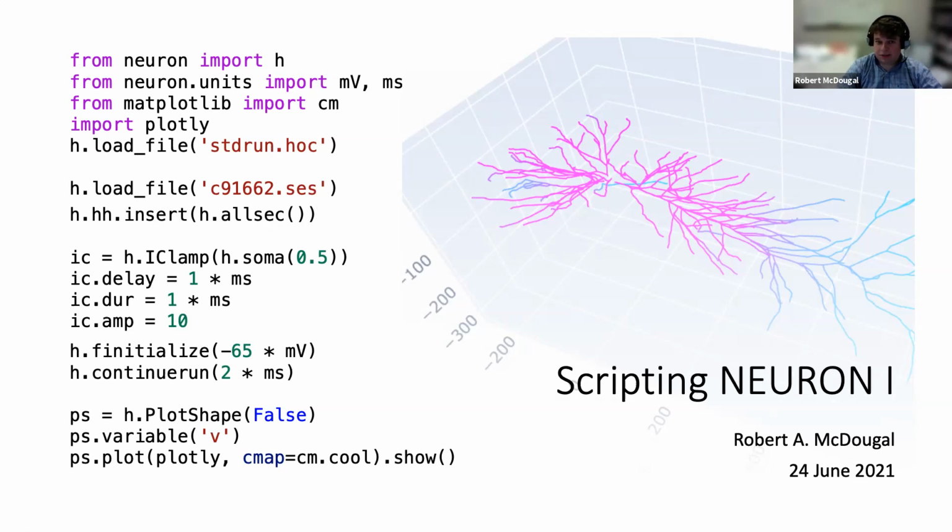We'll make all of this make sense, but I just wanted to give you a sense that we can load some libraries, load in a morphology, insert ion channels everywhere, give it a current clamp, set the delay and duration and the amplitude, initialize the simulation, run the simulation, and then plot it with a plot shape.